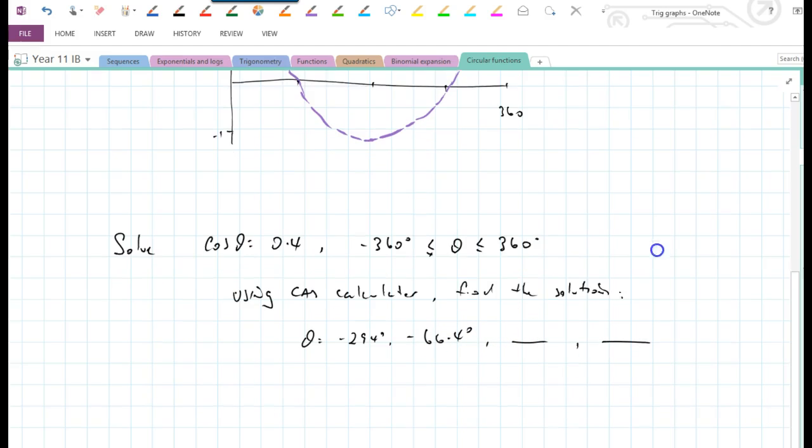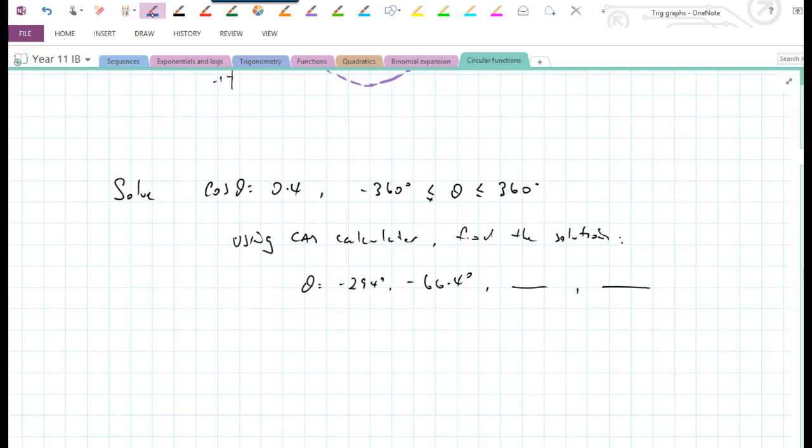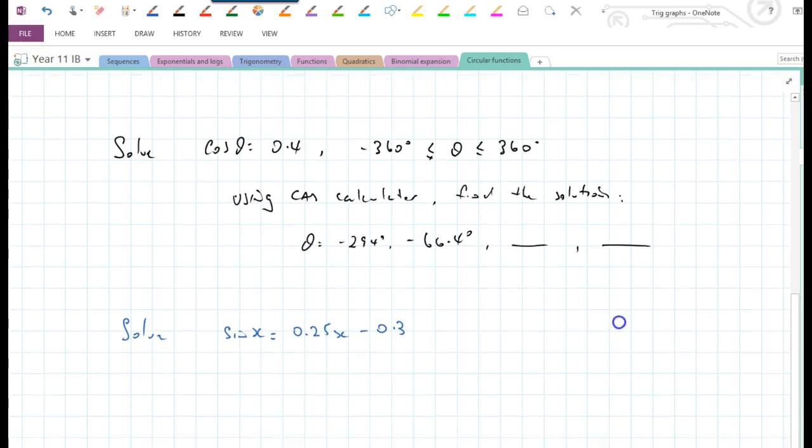Okay, just to have a look at the next example, just slightly different in that we're going to solve in radians now. So solve sine x equals 0.25x minus 0.3. I need to change that theta there to x. So sine x is equal to 0.25x minus 0.3.